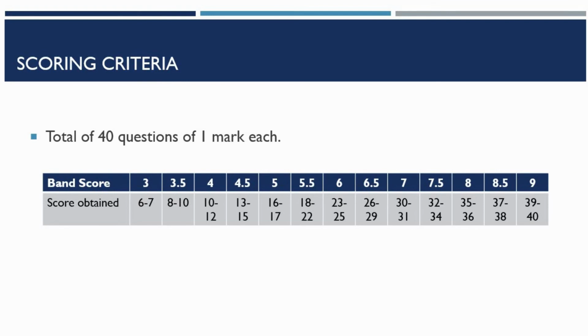Now let's see the scoring criteria for the listening exam. As you know, there are 4 sections and 40 questions of 1 mark each. Now this scale gives you an idea about the score that you will get based on the total number of correct answers in the exam. You can see that to get 7 bands, you need at least 30 correct answers. That means 2.5 incorrect answers per section is allowed. And to get 9 bands, you should have at least 39 correct answers. You can still make 1 mistake.